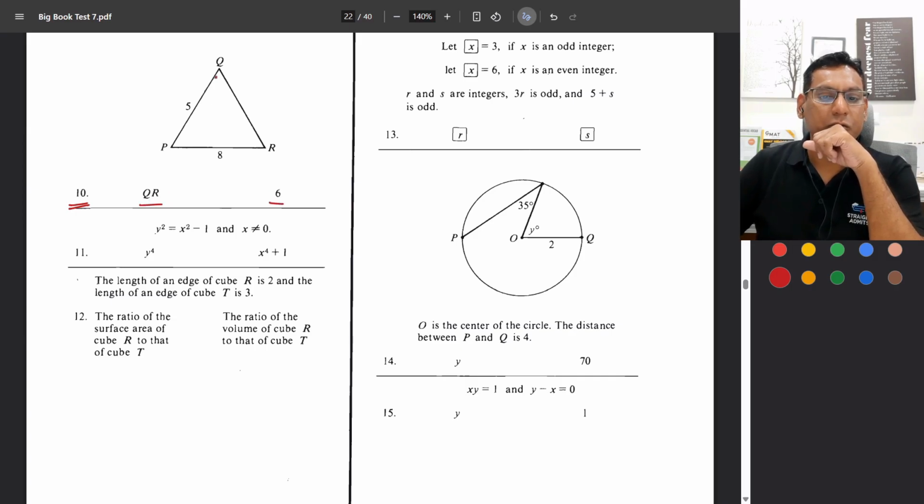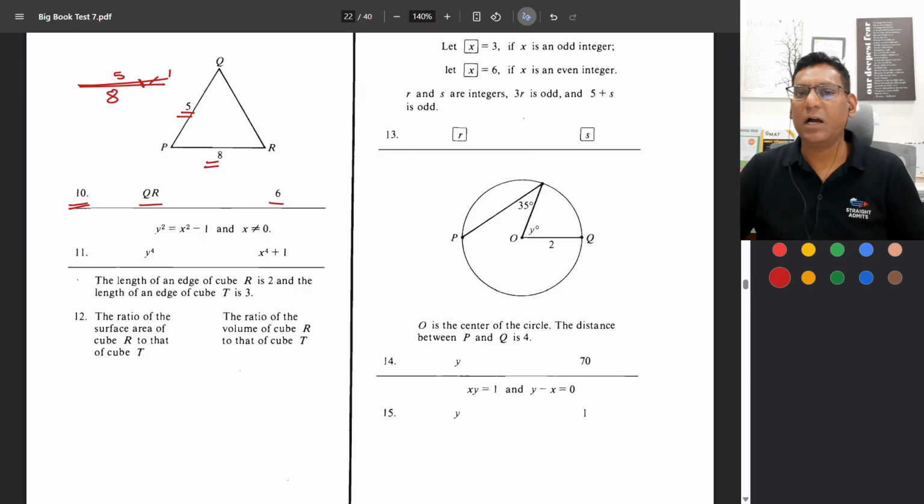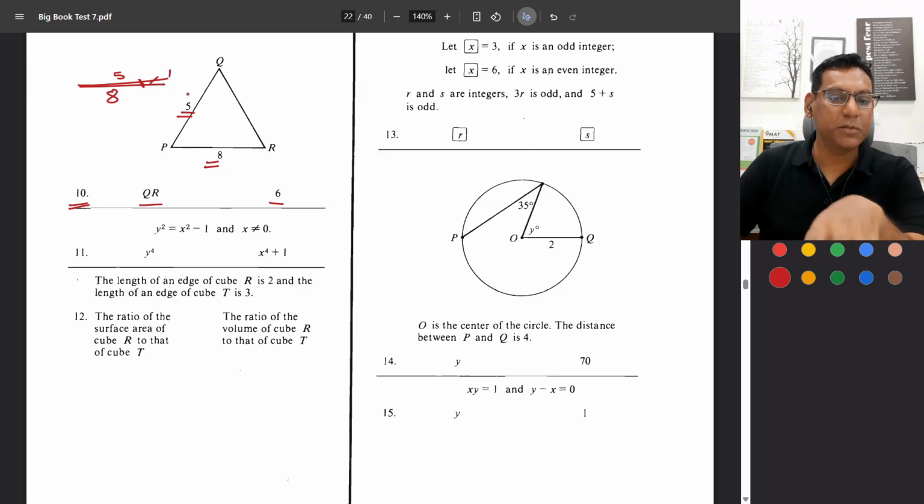QR and 6. So QR and 6. All right, 5, 8. What can I say about QR, the third side of the triangle? Okay, let's say this is 8, and if I draw 5 like this, very very close, it will end something here, and then this is going to be something maybe like 1 unit, half a unit, whatever. Okay, so it is possible that it is less than 6.